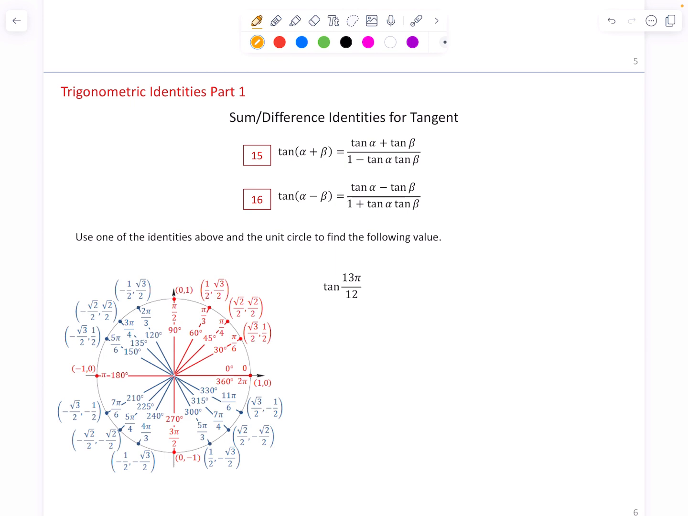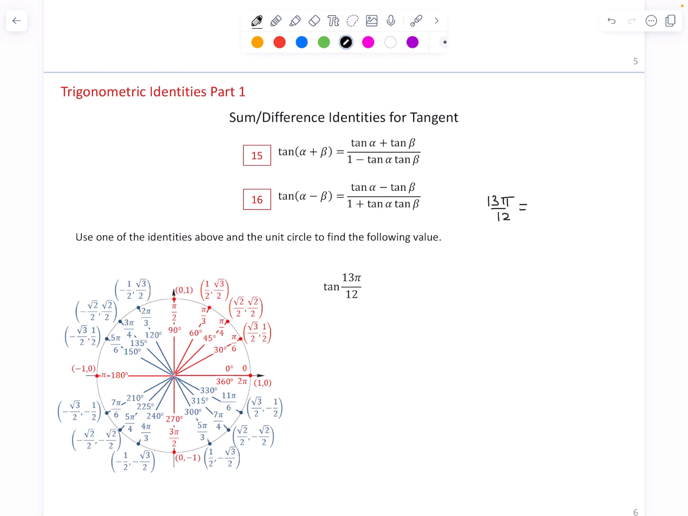Okay, let's do tangent of 13 pi twelfths. Now this one's in radians, but we have to figure out a way to decompose 13 pi twelfths into two angles, either addition or subtraction, where alpha and beta are angles on our unit circle. 13 pi twelfths is not an angle on our unit circle. And there might be multiple ways of doing this. Let's focus on trying to find two angles that add to be 13 pi twelfths. So let's decompose the 13 and experiment a little bit.